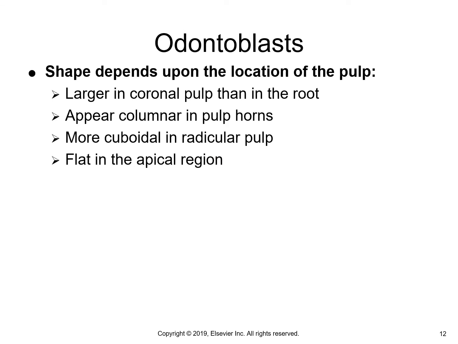The shape of the odontoblasts depend upon their location in the pulp. Obviously, they would be larger in coronal pulp than they would in the radicular pulp. They appear columnar in pulp horns and more cuboidal in radicular pulp. They appear more flat in the apical region.